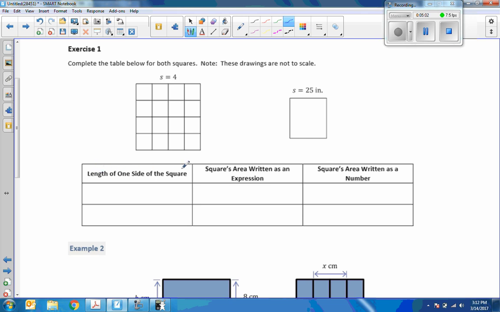The length of one side of the square. So let's start with this square here. The length of one side is this side here, and that's 4 units. I do not know a measurement. It does not say, so I'm going to call it 4 units. And the square's area written as an expression, well, if that's 4, this is also 4. So I'd say 4 units times 4 units.